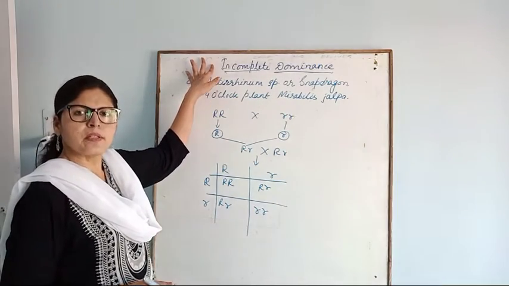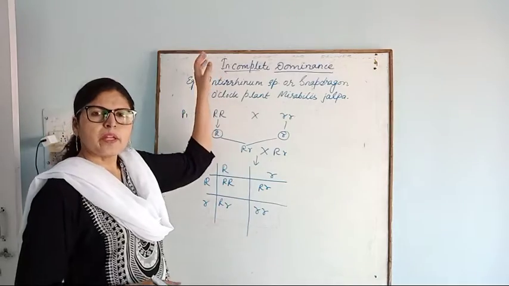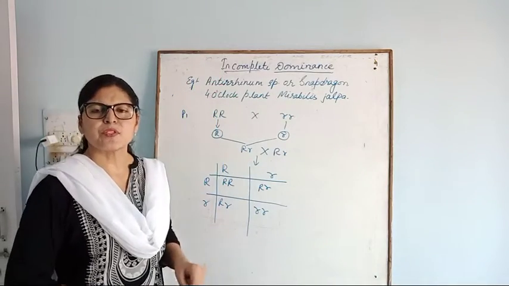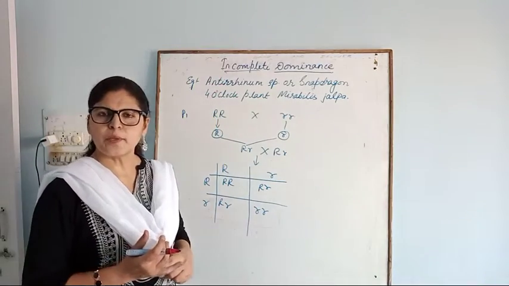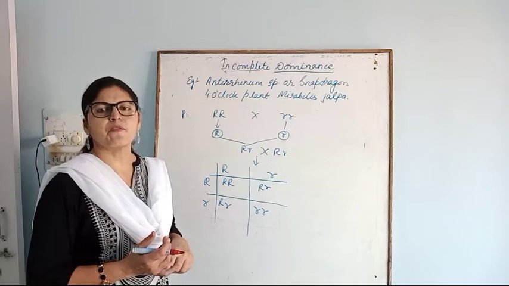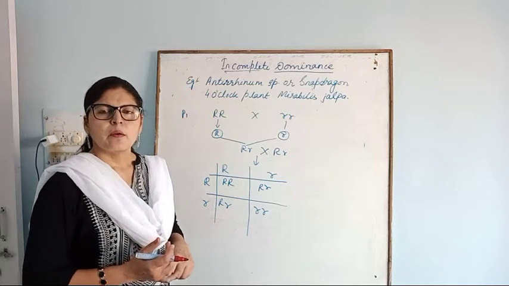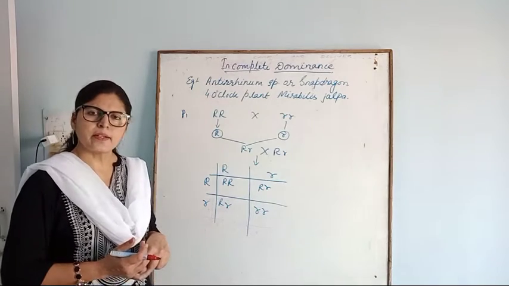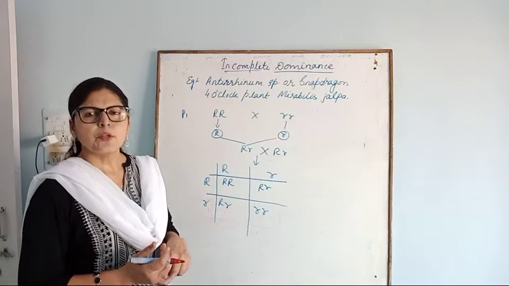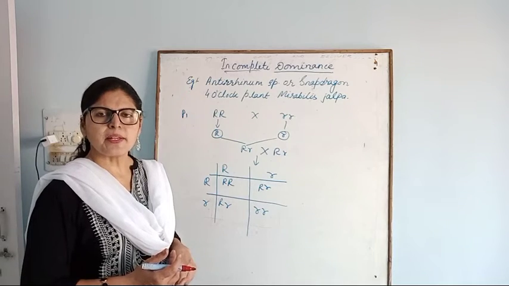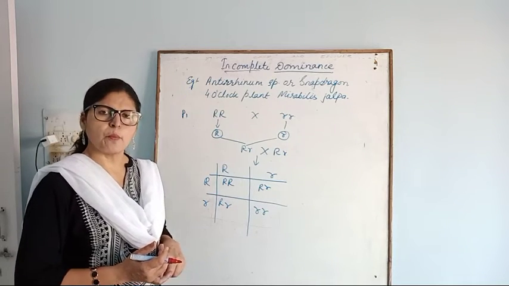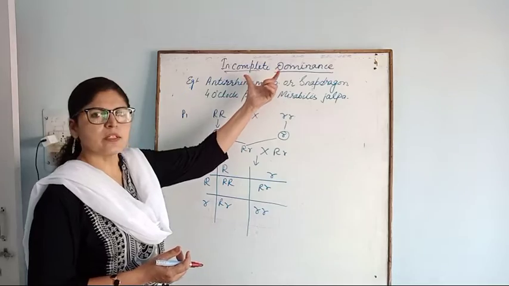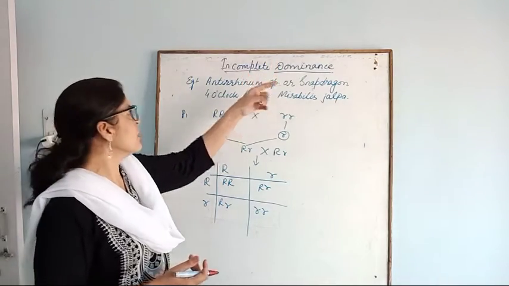Incomplete dominance. In Mendel's laws, we have studied the law of dominance, the law of segregation and the law of independent assortment. But when I told you about the law of dominance, I said there are two exceptions: one is incomplete dominance and one is codominance. Here we are talking about the concept of incomplete dominance.